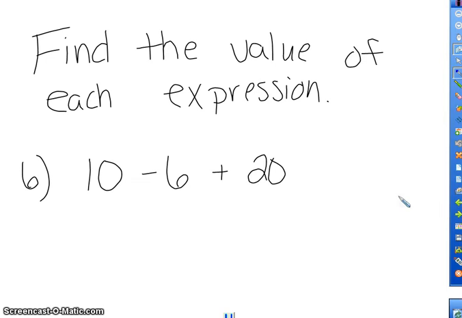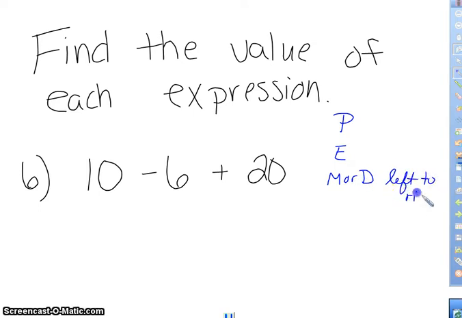Then I want to find the value of each expression. This would be using the order of operations. Remember, you're going to do parentheses first, exponents, then multiplication or division, going from left to right, and then finally addition or subtraction, going from left to right.